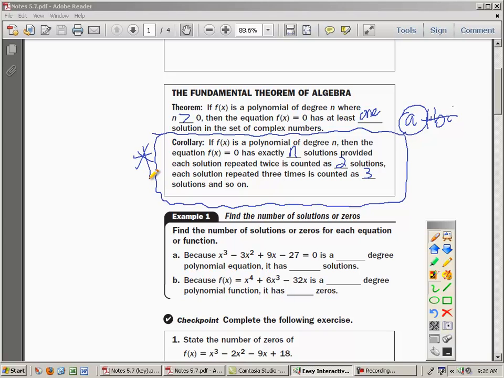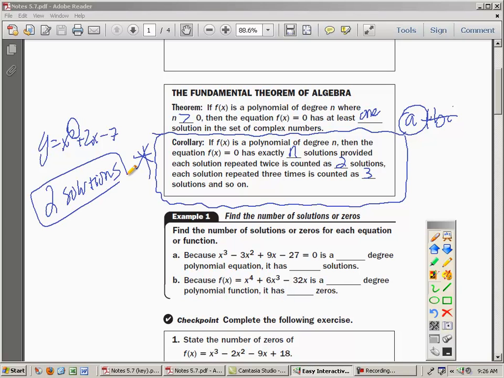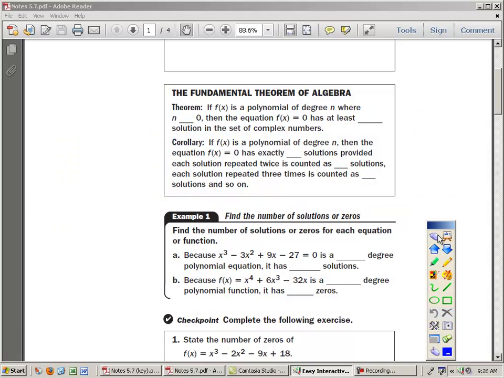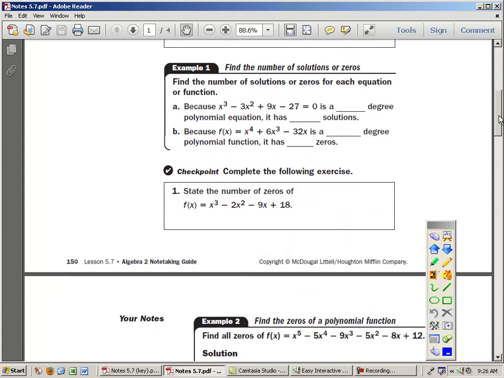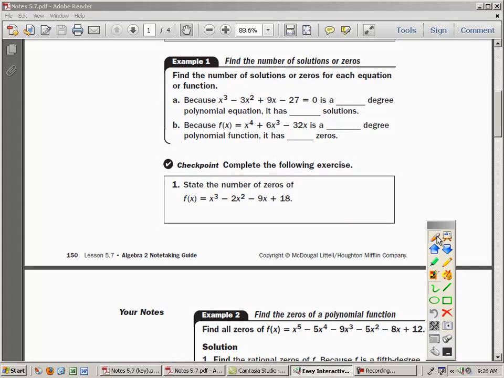What we're saying is that some function, for example, y equals x squared plus 2x minus 7, is a second degree polynomial, and so we know that this has 2 solutions. Now, do both of those solutions have to be real? Not necessarily, but it has 2 solutions. All right? And again, we're going to be taking a look at how we come up with those solutions shortly, but at least understand that the number of solutions will be dictated by the degree of the polynomial.